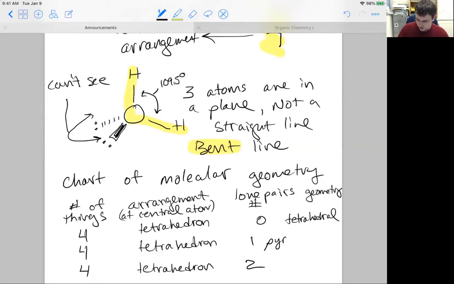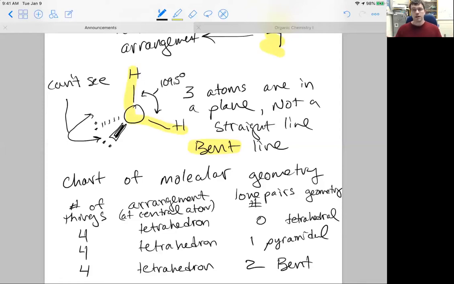Okay, so if we have one lone pair, that means we can't see one part of it. That's like decapitating the molecule, so that's pyramidal. If we have 2 lone pairs, that's bent. Now we can only see part of it. Now, this is a nice chart to know, I guess.